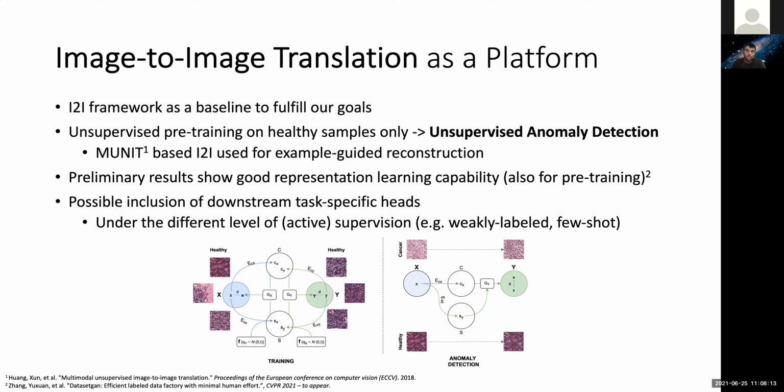And then we performed example-guided image translation, which was unable to fully reconstruct cancerous patches. In such patches, we can even see that it showed some level of artificial healing, while, for example, normal healthy samples were reconstructed much more accurately.